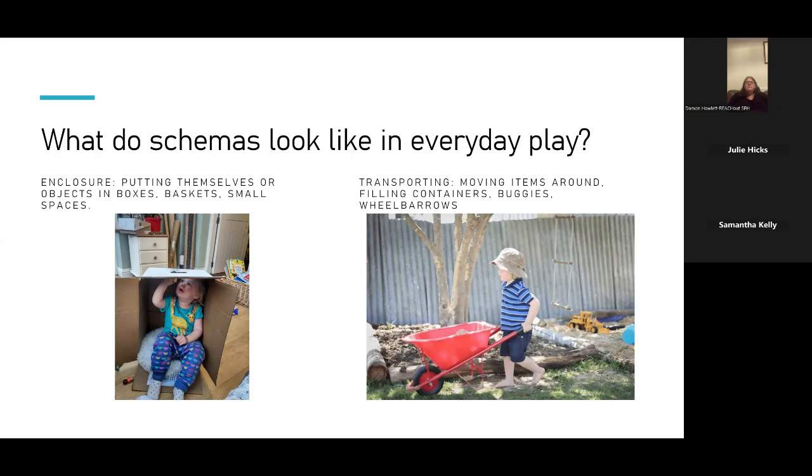Transporting, again, pretty much says what it does on the tin, doesn't it? I'm sure we have all seen in our settings children, especially when they're involved in role play, walking around perhaps with a doll buggy that is loaded with random objects that they've collected and they're moving them from one place to another. That's a type of schema. So transporting in whatever type of container they want to. I've got buggies and wheelbarrows here. It can be in bags, it can be in boxes that they're shoving along the floor. Children will find ways to transport anything. This is why containers are really an important resource.